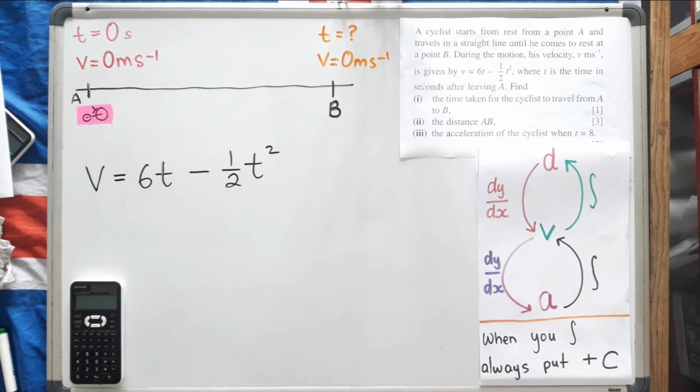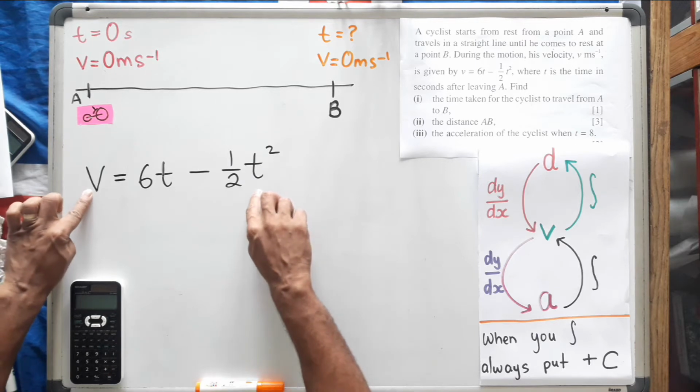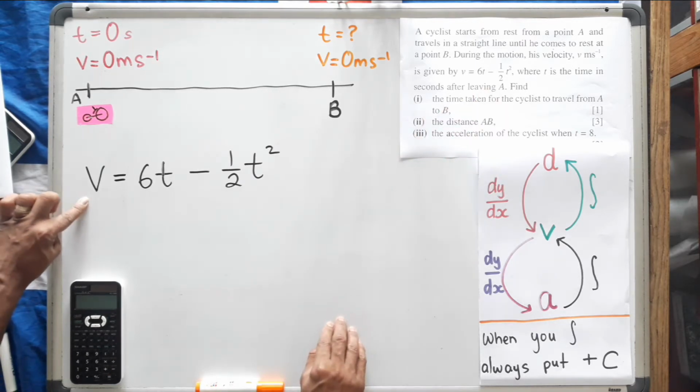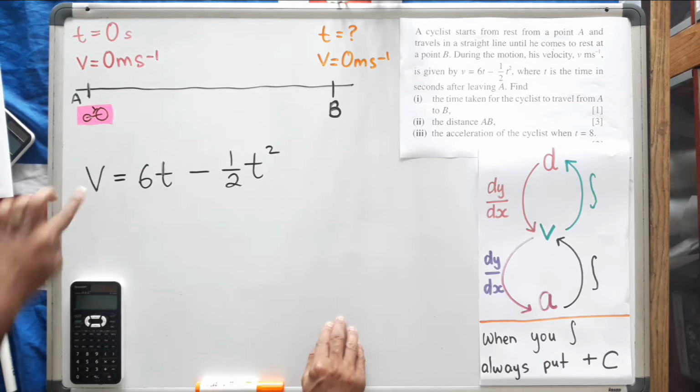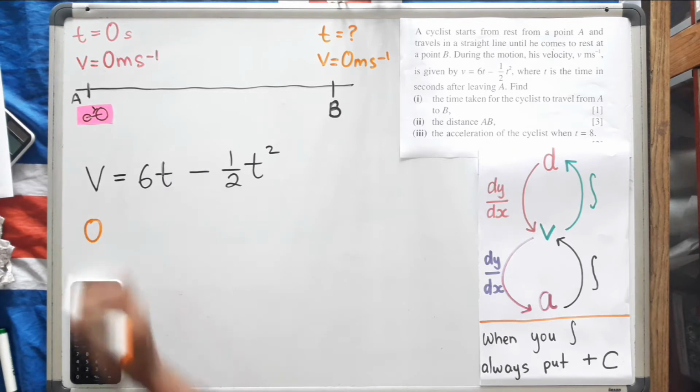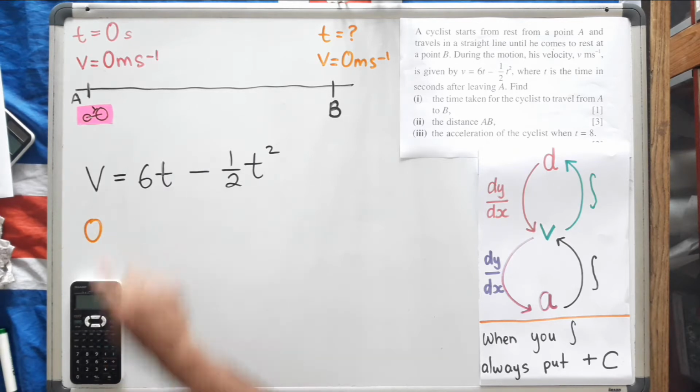All right, so let's see what they're asking. They want to know the time taken in part 1, the time taken for the cyclist to travel from point A to point B. Oh, well, great. That means they're trying to find the time at point B. So this here is the expression for velocity, which was given to you in the question. And anytime something comes to rest, the velocity is 0. So what I'm going to do is replace the velocity with 0 here and solve for t.